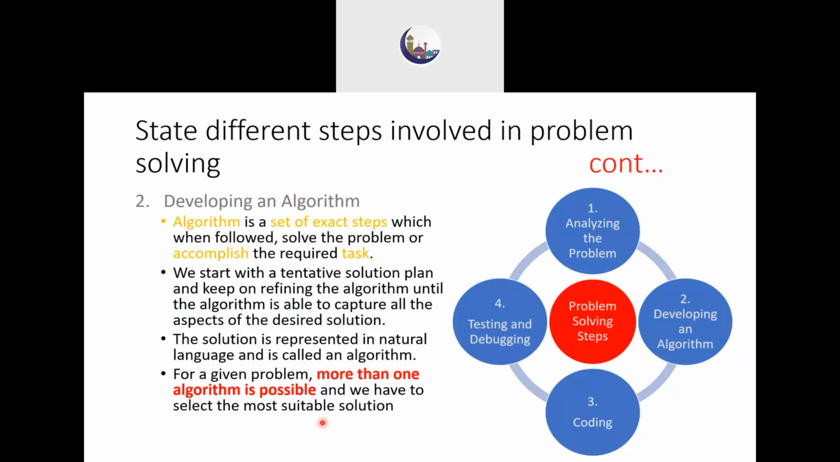In the second step, which is developing an algorithm, after analyzing, you will try to put it on paper. You will basically document the step 1, step 2, step 3 that are needed for solving a problem. And in simplest terms, algorithm is nothing but a set of exact steps which, when followed, solve the problem or accomplish the task. So basically, algorithm is nothing but a set of exact steps which, when followed, solve the problem which we are trying to tackle. And that particular problem is nothing but our task.